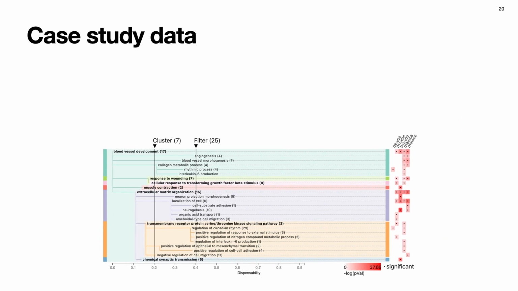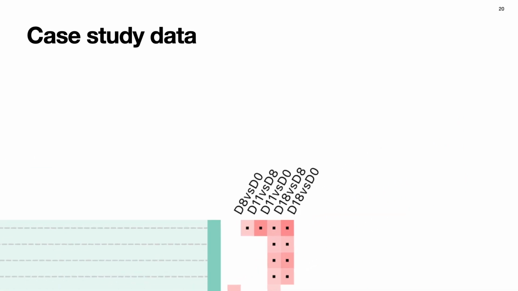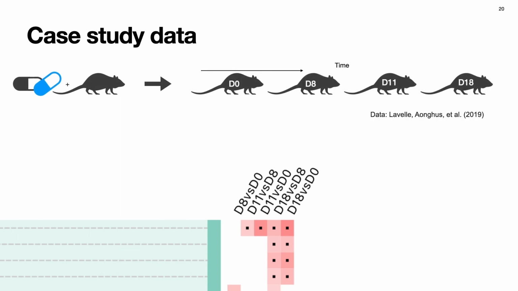In this case, we compare 5 lists. For this experiment, a mouse has been treated with an antibiotic, and samples have been taken at 5 time points. These time points have been compared with each other to find differentially expressed genes, for example, day 8 versus day 0. This results in 6 pairwise comparisons, of which 5 showed significantly differentially expressed genes. These are the ones included in this analysis.